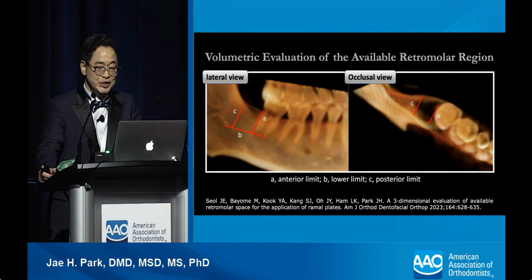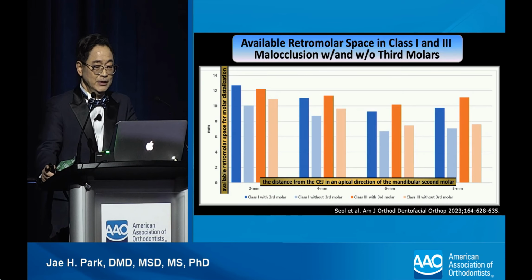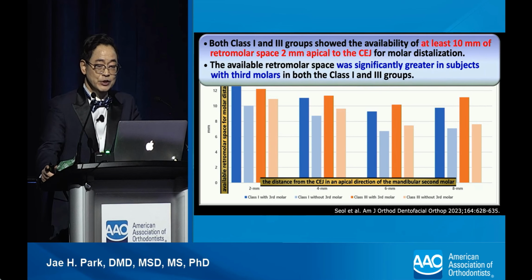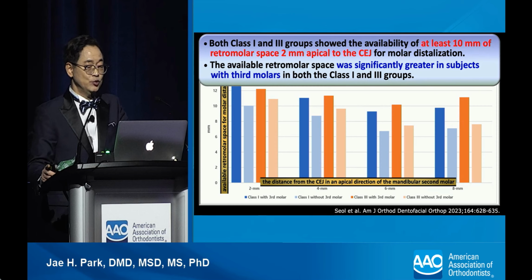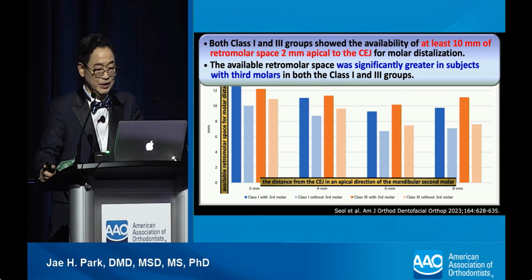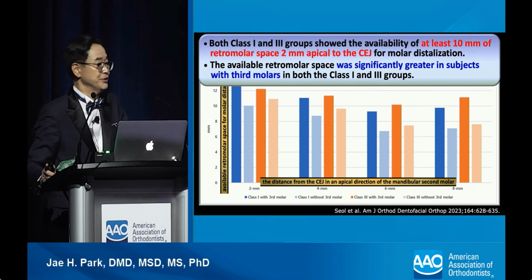Before total arch distalization of the mandibular arch, we can also carry out a volumetric evaluation of the available retromolar region. Both class 1 and class 3 groups show availability of at least 10 millimeters of retromolar space, 2 millimeters apical to the CEJ, for molar distalization. The available retromolar space was significantly greater in subjects with third molars in both class 1 and class 3 groups.